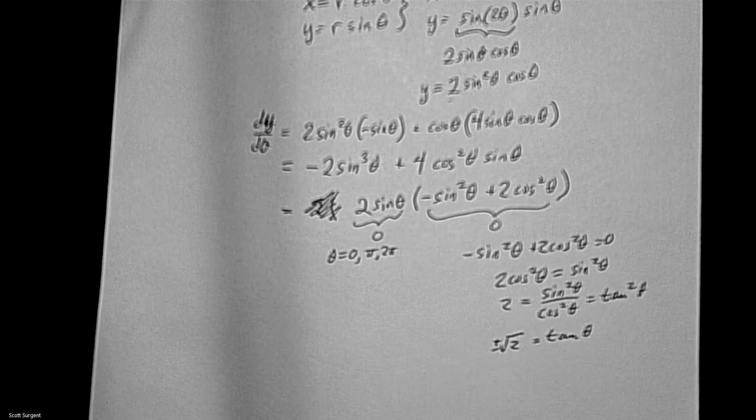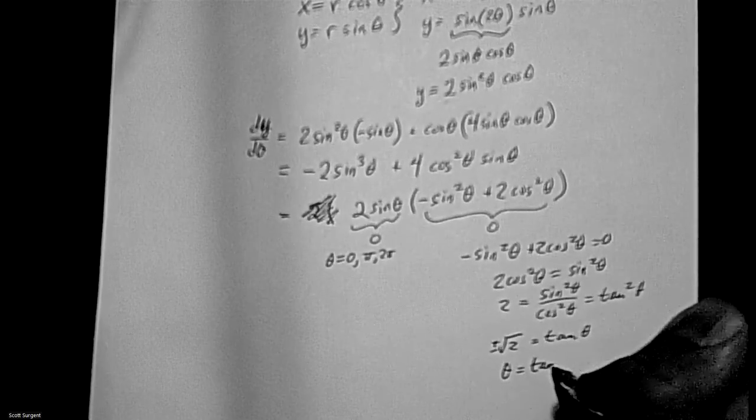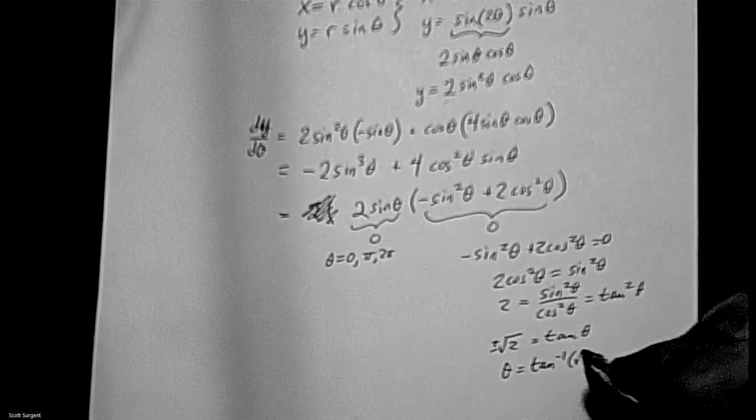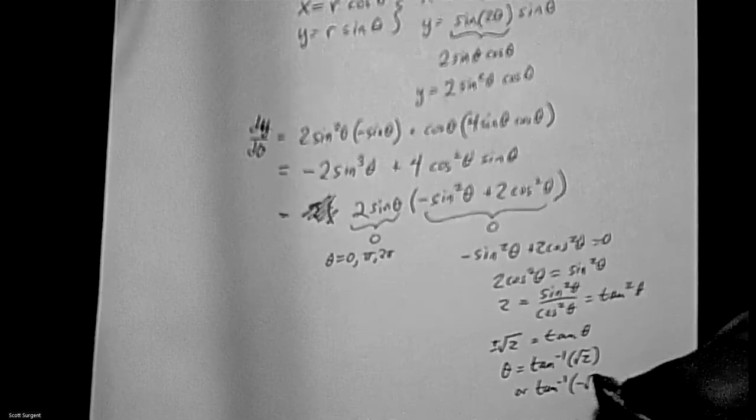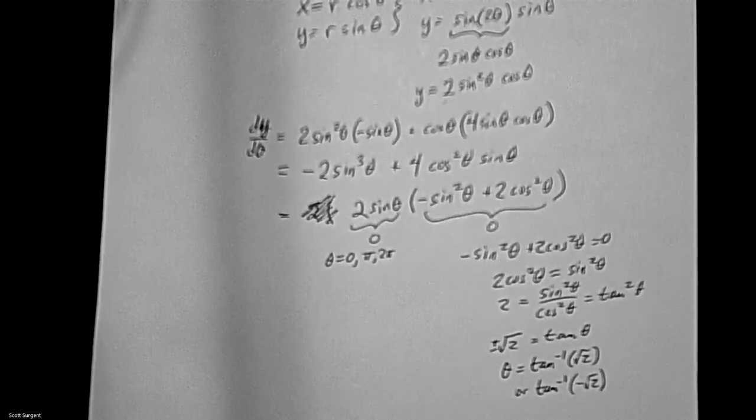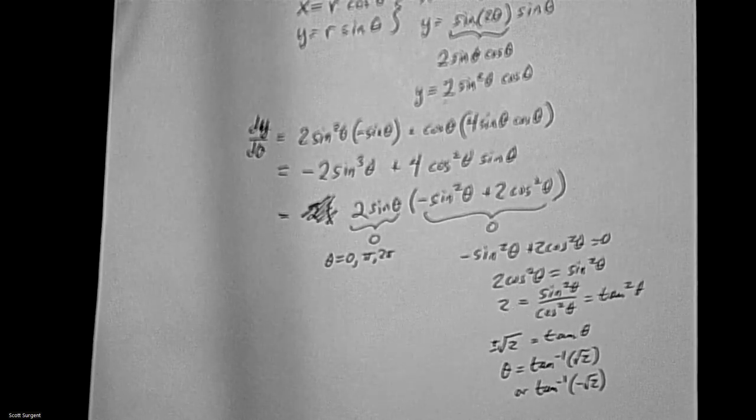It's not a pretty number, but let's see what we get. I would have to do theta is arctangent of either root 2 or arctangent of negative root 2. I don't think that's a common form. It's just not on the unit circle, so you have to punch that on a calculator.